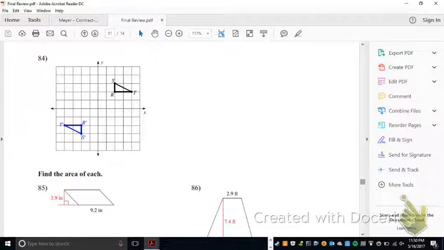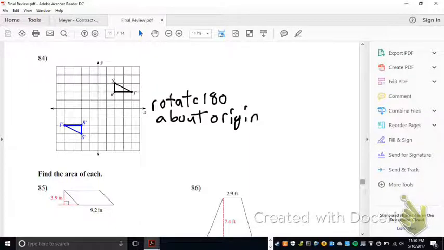84 would be a rotation of 180 degrees. Now notice we could rotate 180 degrees, or we could also reflect it over the line y equals -x.